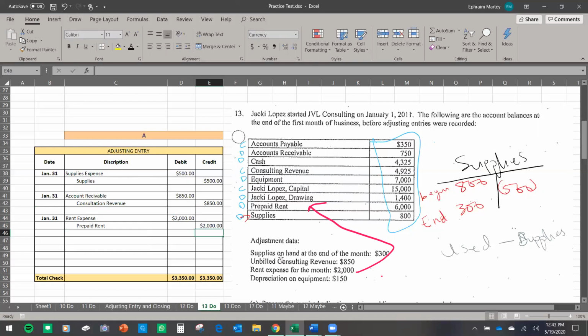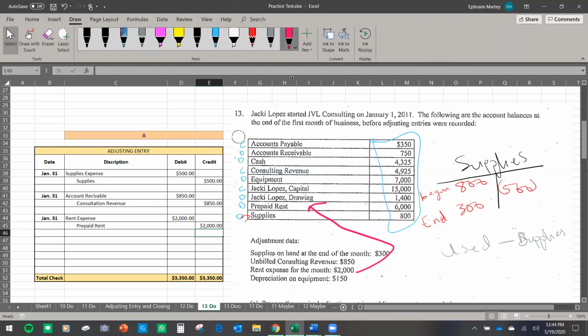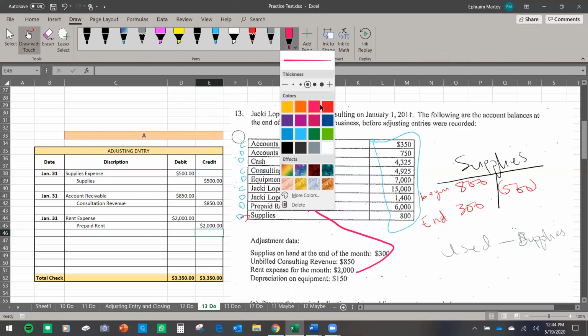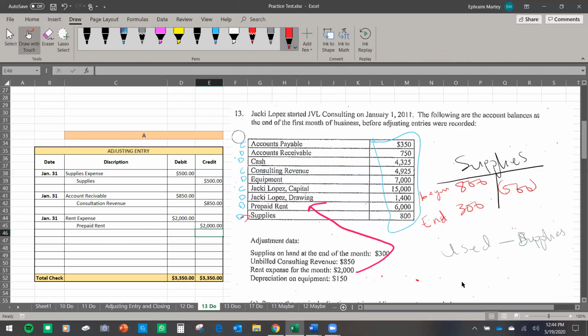Okay. Great. And the last one: depreciation on equipment is 150. Remember, depreciation is always an expense. And whenever you do an entry for depreciation expense, what is the other account that you have to use? Think about it. Do you know what the other account is? Whenever you do depreciation, the account that goes with it is accumulated depreciation.